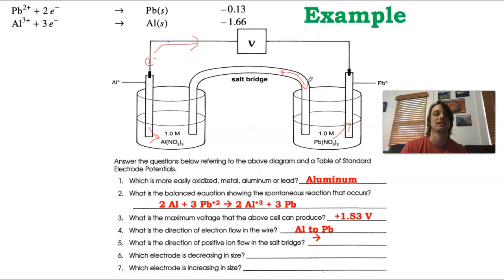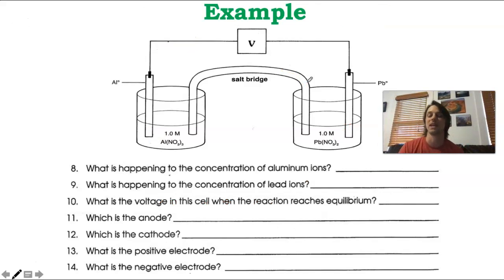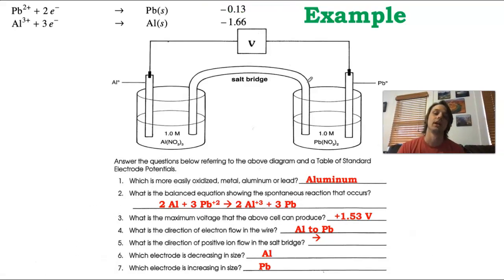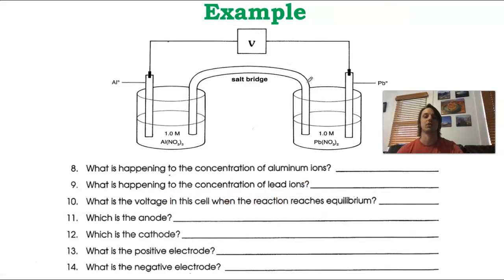Which electrode is decreasing in size? That is always going to be the anode, aluminum, whoever is losing electrons. Which electrode is increasing in size? Lead. Okay? And if you understand this, this is really the basics of a cell. And that is the majority of this unit. You'd be answering different questions dealing with a cell. A few more dealing with this cell.